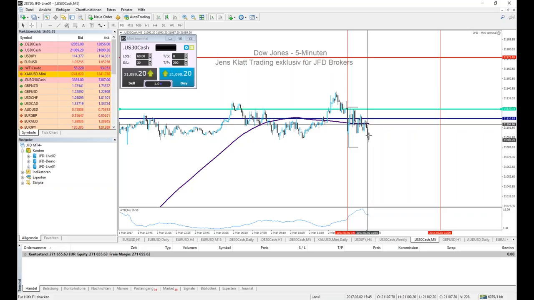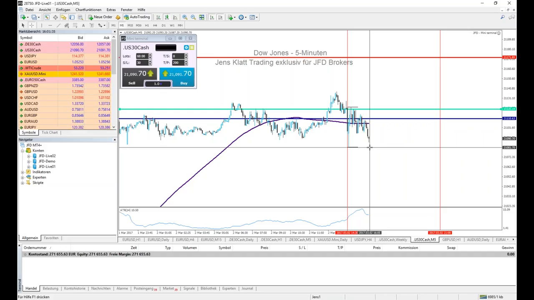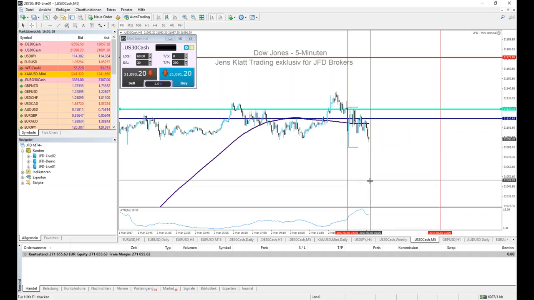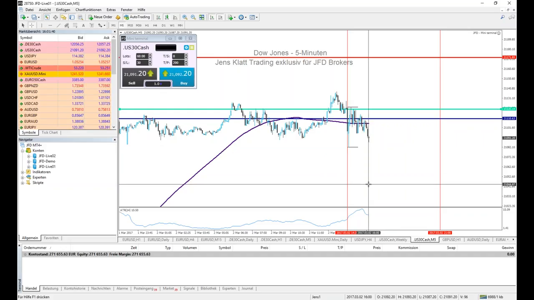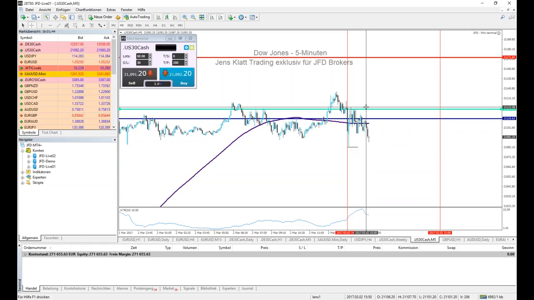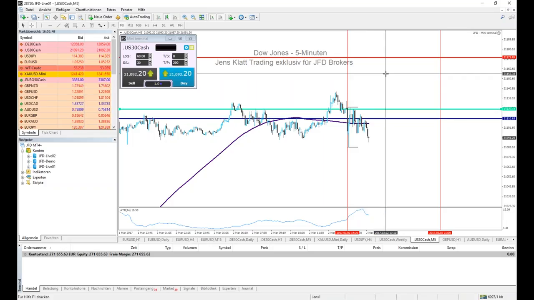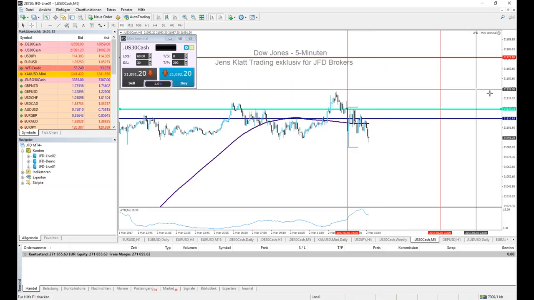If the break is on the downside and you identify the advantage on the downside, you say, okay, I have my take profit at 21,042, so 40 points from the lows. Or if you have the advantage on the long side, it's 21,122 on the upside, so the target is 21,162. So this is one-to-one.